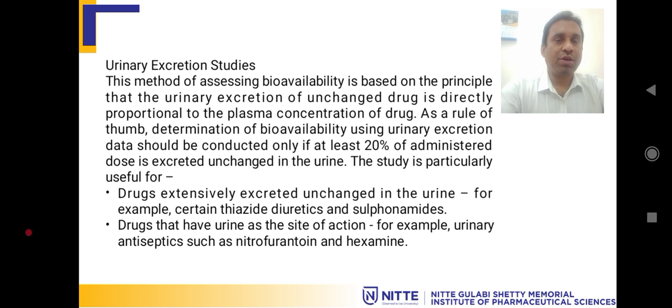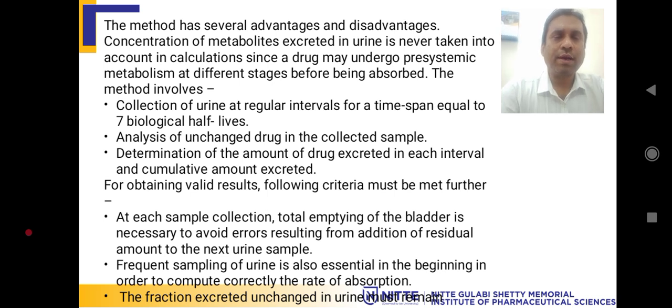The study is particularly useful for drugs extensively excreted unchanged in the urine, for example, certain thiazide derivatives and sulfonamides. It is also useful for drugs that have urine as the site of action, for example, urinary antiseptics such as nitrofurantoin and hexamine. The method has several advantages and disadvantages. Concentration of metabolite excreted in urine is never taken into account in calculation, since a drug may undergo presystemic metabolism at different stages before being absorbed.